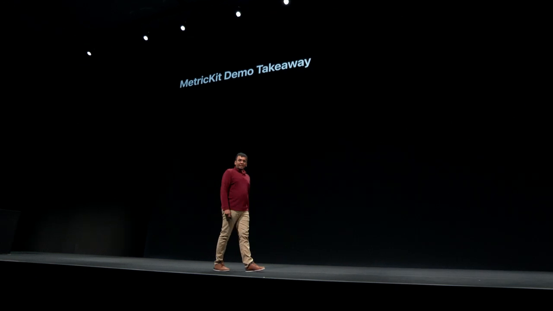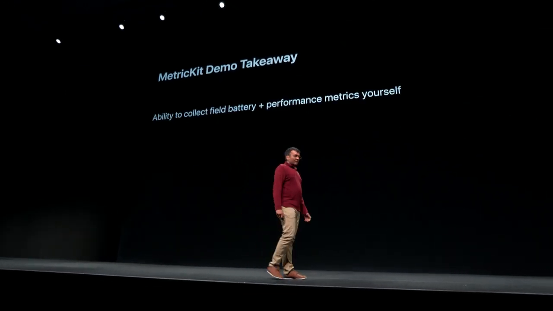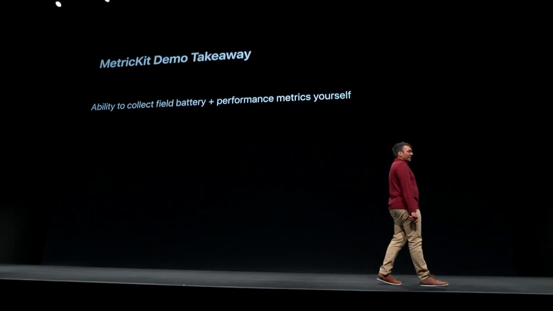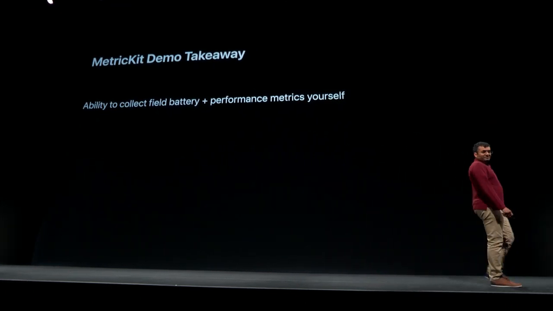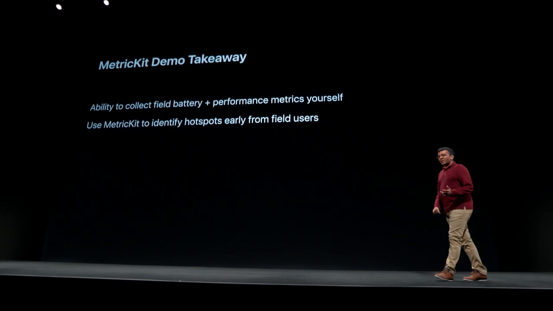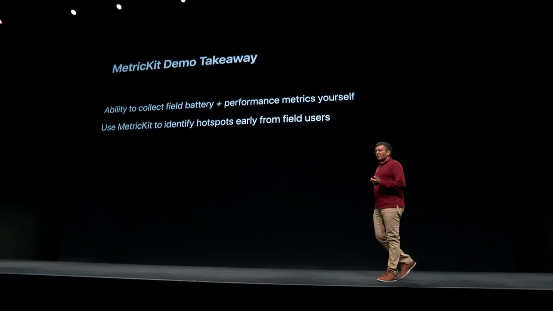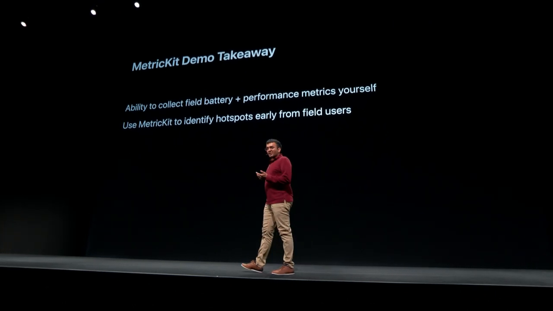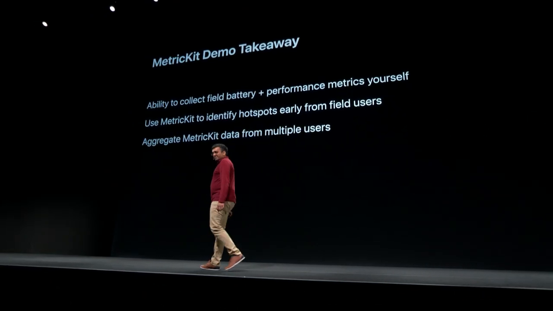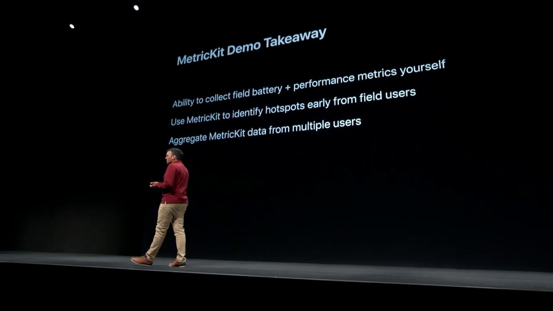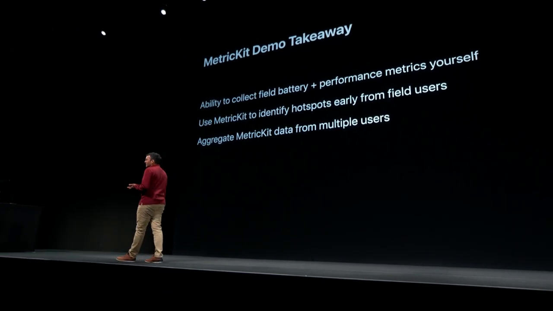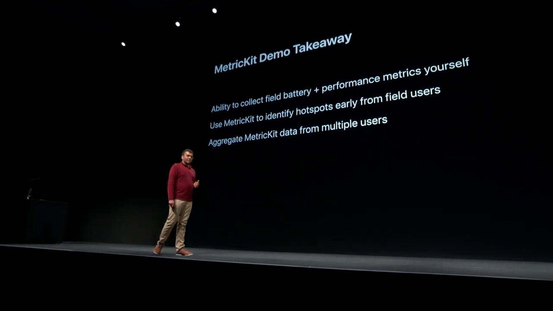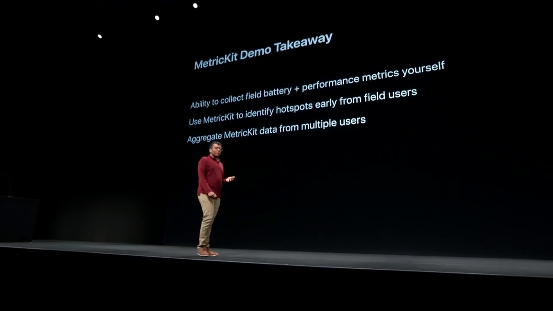Following are the key takeaways from this section. You can use MetricKit to collect field battery life and performance metrics for your application starting from iOS 13. You can use MetricKit to identify hotspots early from your application, such as the example I showed today with the beta population, and you can do so in the customer population too. In our example today, we saw how I used MetricKit data from a single user to identify hotspots. Aggregating the same data from multiple users can provide you much deeper insights about improving your application.